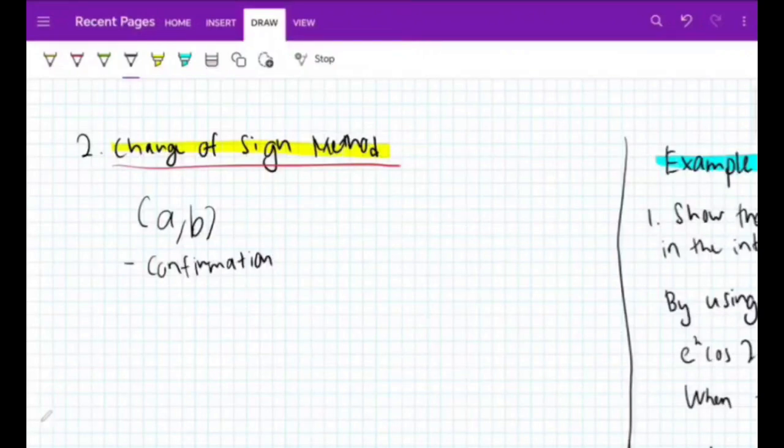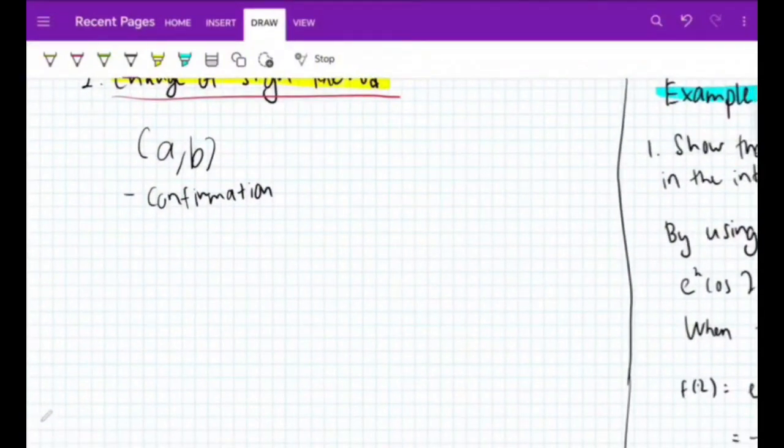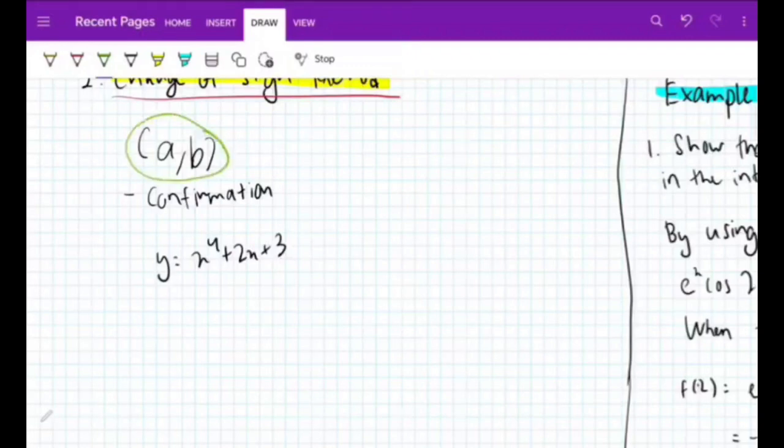We just need to confirm that their statement is correct, that the interval of roots of a certain equation is in a, b. That's it. How we do it is, they'll already give us an equation. Let's just say y equals x to the power of 4 plus 2x plus 3. So we'll need to confirm that the roots of this equation are in the interval a and b.